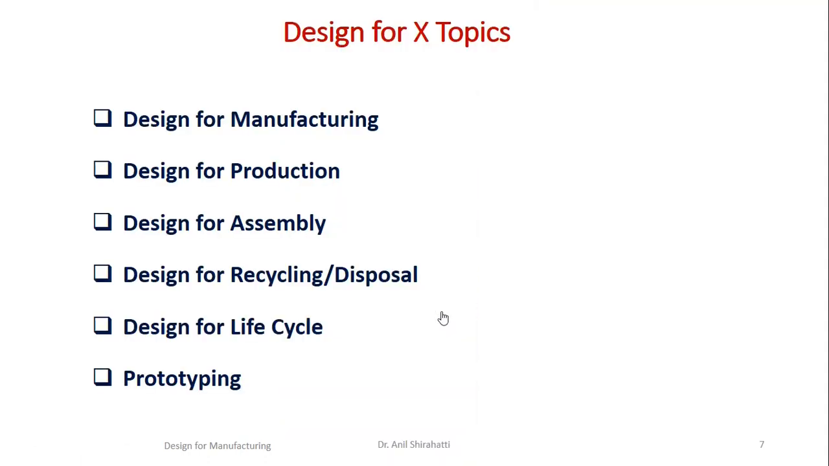Now before going into more detail, let's see the design for X topics. Whenever you are a designer, you have to take care of all these things first. While designing itself, you have to consider whether whatever you are designing can be manufactured. You should have a manufacturing idea, and also a production idea. What it means is you should know which method of manufacturing you can use, and secondly, at what rate you can do the production. Your manufacturing method may be simple, but if the production rate is not what you expect for that product, it may not work out.